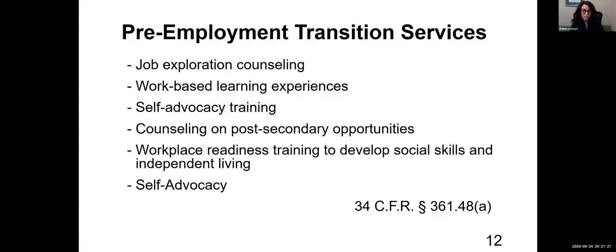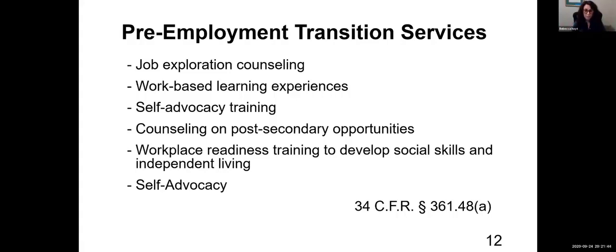And they are considered potentially eligible, which means that they don't have to go through assessments or an eligibility determination process as long as they are a student with a disability and within the age range. They should be able to receive any of these 5 services.